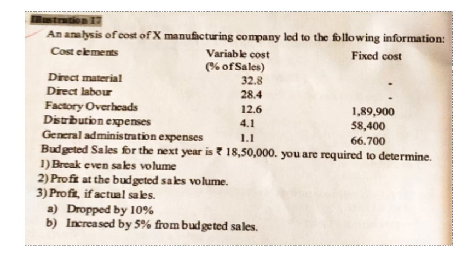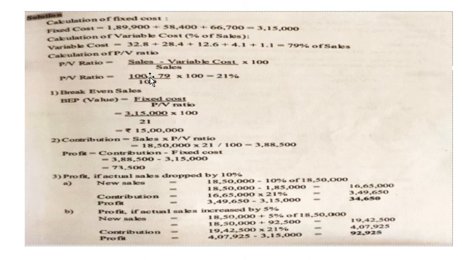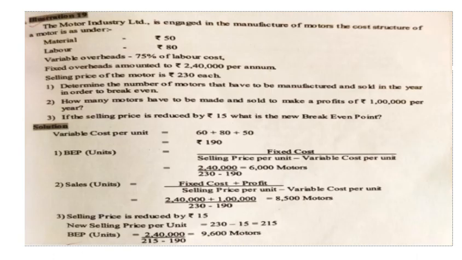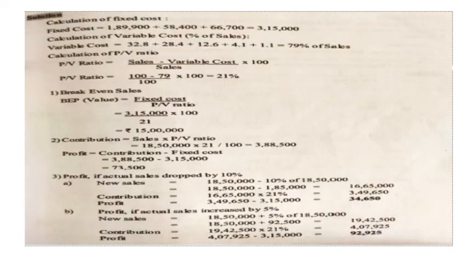So let us get into the calculation. First, we will find out the calculation of fixed cost. The fixed cost given in the problem is 1 lakh 8, factory overhead fixed cost is 1,89,900, distribution expenses in fixed cost is 58,400, then general administration expenses is 66,700. We will total that up and we will be getting 3,15,000.